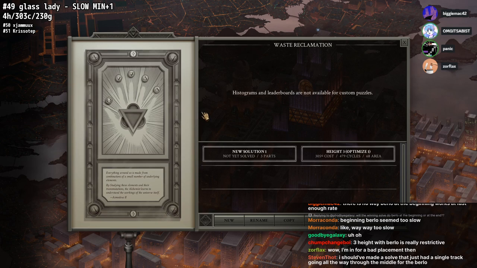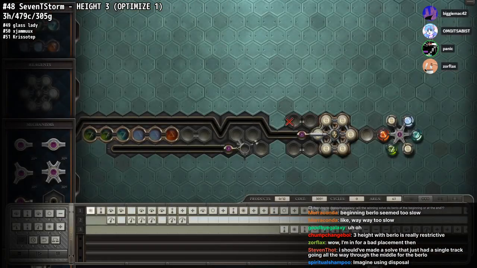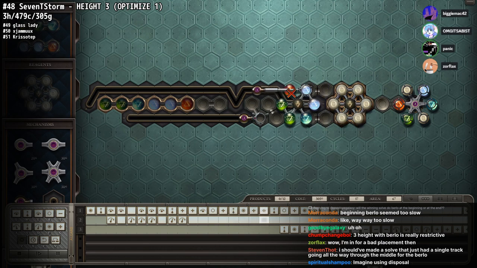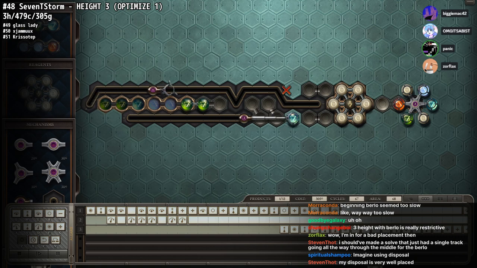All right, next up is 7T Storm, and now we're at height 3, which, spoiler, is minimum height. Here we go. Now, solutions will be distinguished only on their cycle count. Less tracks, and less stress. Cost? Yeah, potentially the tertiary of cost. Less tracks, less stress, though not completely out of track, if you get the pun here.